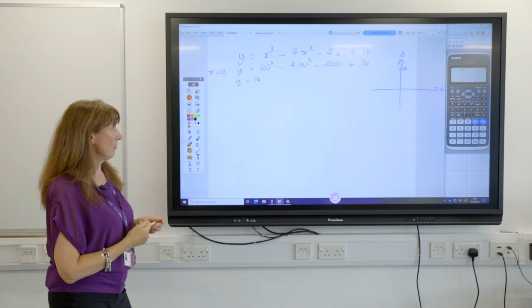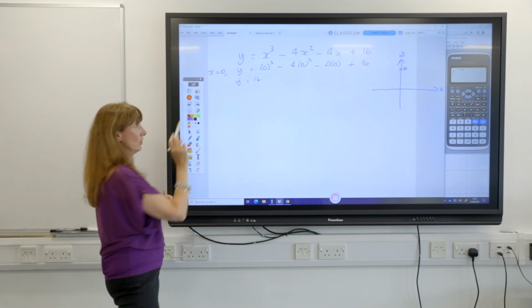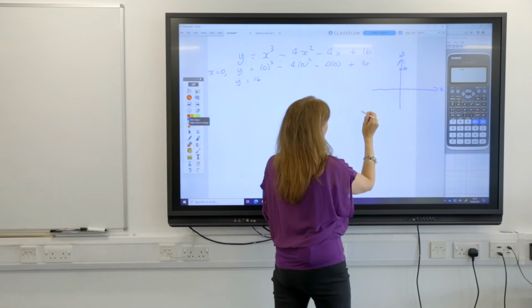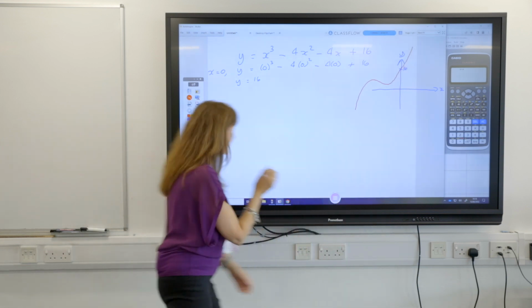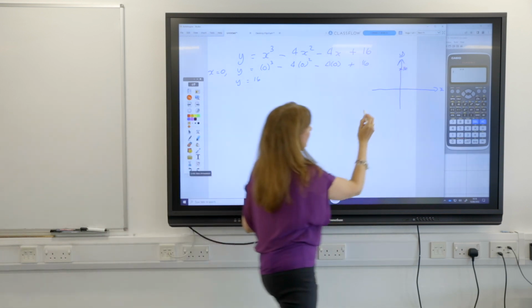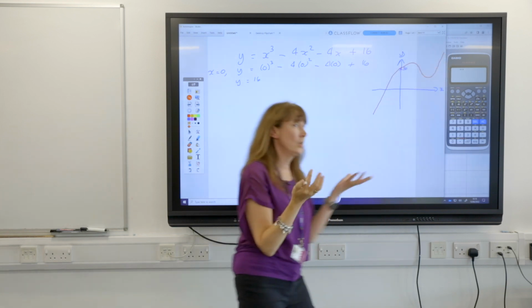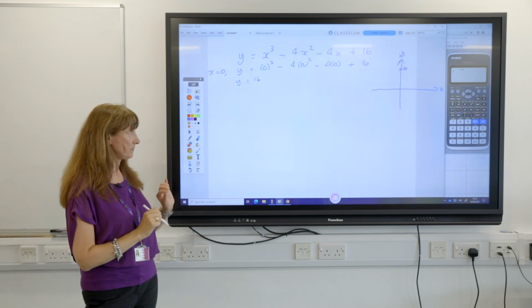I know the shape of the graph. I know it's going to cross at y is 16, but I don't know where the graph is going to be at the moment. So it could be a graph that's doing something like this and crossing through at 16. It may be that the graph is crossing 16 first and going off. I don't know where it's going to be at the moment. So I need to do a little bit more work.